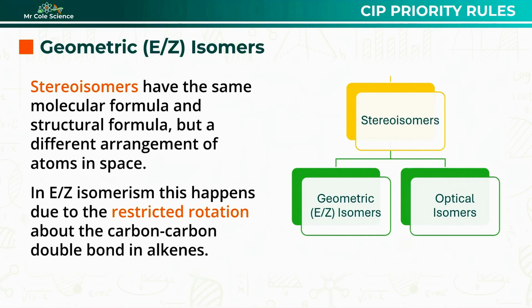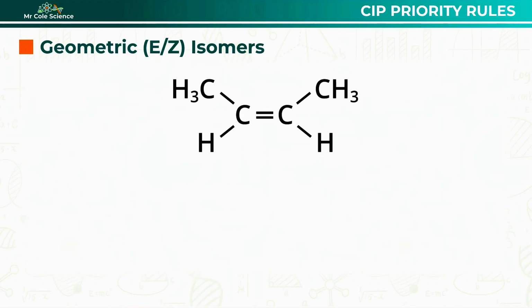In EZ isomerism, this happens because of the restricted rotation about the carbon-carbon double bond in alkenes. However, not every alkene shows EZ isomerism. In order for it to occur, each carbon atom in the carbon-carbon double bond must be attached to two different groups. When we look at simple alkenes like butene, deciding whether the molecule is an E or a Z isomer is relatively straightforward, as it's obvious which atoms or groups of atoms we're comparing.